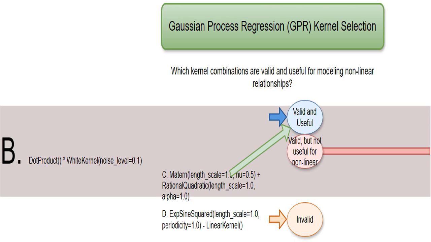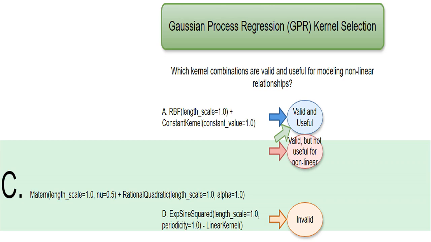This combines a dot product kernel, which models linear relationships, and a white kernel, which adds noise. While valid, it won't capture nonlinear relationships well, so it's not ideal for this problem. This is another good one.